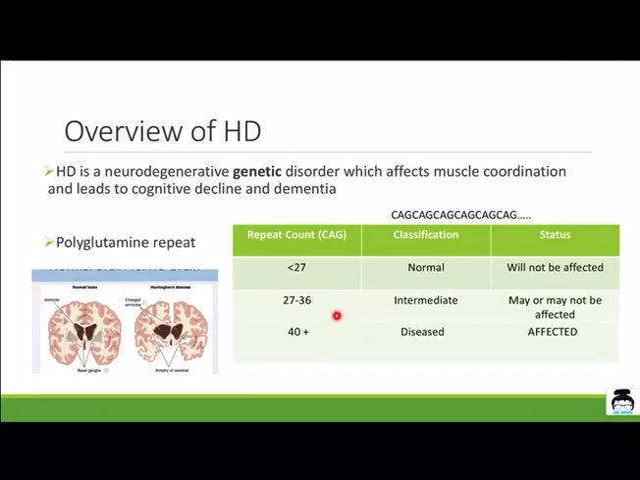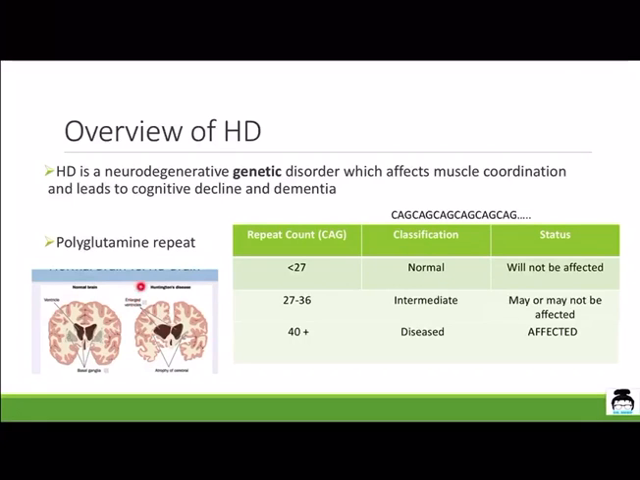So basically, these excessive repeats, 40 times repeats of CAG, are called polyglutamine repeats. And as we said, it is a neurodegenerative disease that has negative effects on muscle coordination, and it might lead to cognitive decline and dementia.